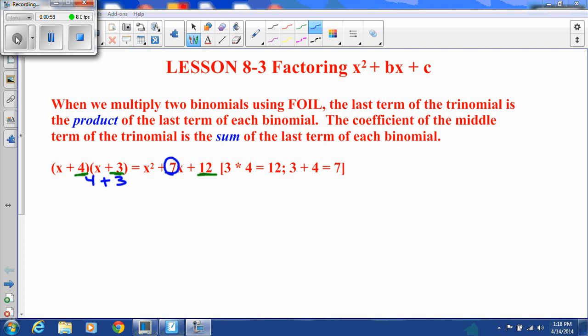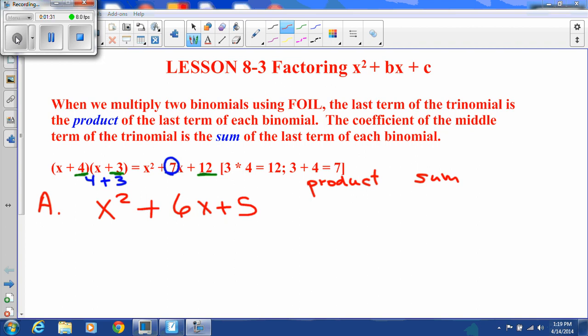So once again, after we use FOIL to multiply x plus 4 times x plus 3, we know the last term is the product of 4 and 3, and the middle term is the sum of 4 and 3. Let's look at the trinomial x squared plus 6x plus 5. This is like a game that you can play where you're looking for the product and the sum.